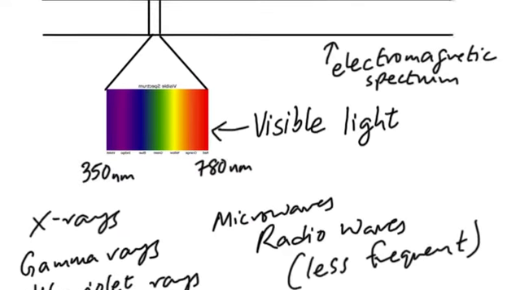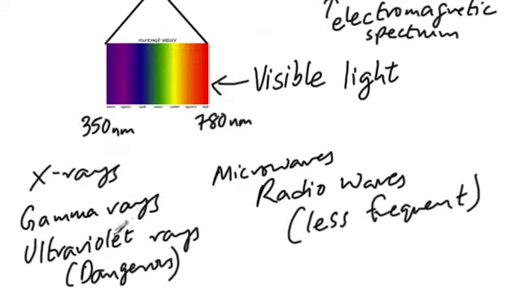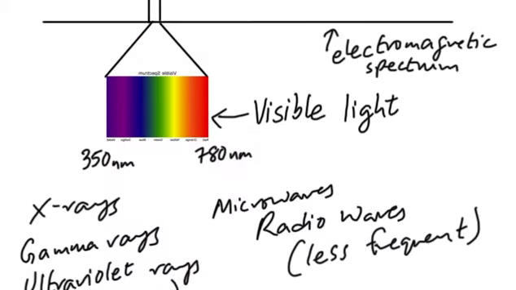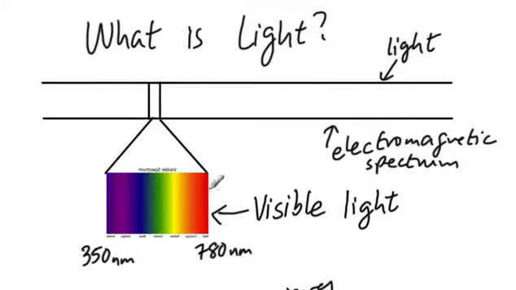Okay? So just remember that X-rays, gamma rays, ultraviolet rays, microwaves, and radio waves all form part of the electromagnetic spectrum. And what we commonly refer to as light is really, technically, should be called visible light, and it really just forms a small segment of the electromagnetic spectrum.